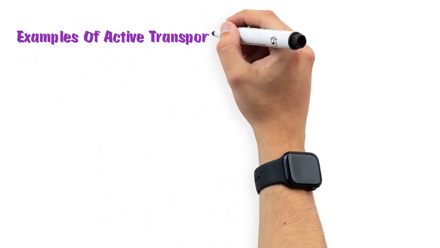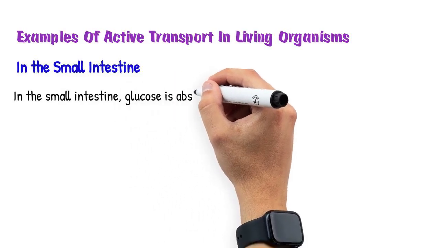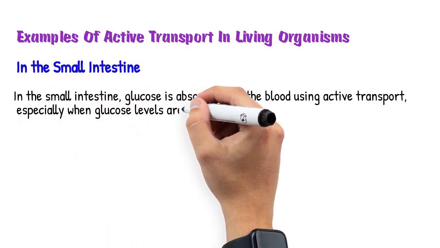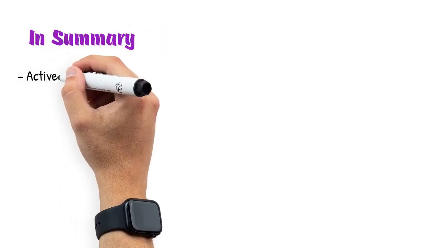Another example of active transport occurs in the small intestine. In the small intestine, glucose is absorbed into the blood using active transport, especially when glucose levels are low in the gut. So, there you have it, the concept of active transport.